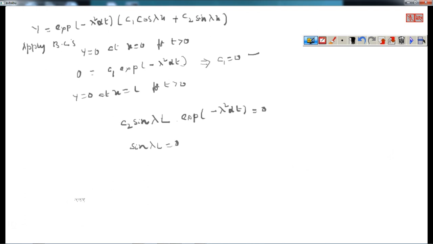Now, sin lambda L is equal to 0. As per the sine law, you know that lambda is going to be n pi by L, where n is equal to 1, 2, 3, and so on. Since n is not equal to 0, n is equal to 1, 2, 3. You clear it. This is the solution for sin lambda L.